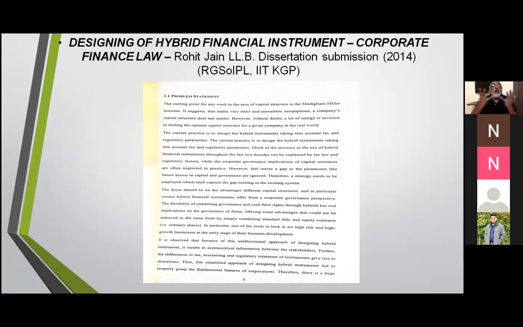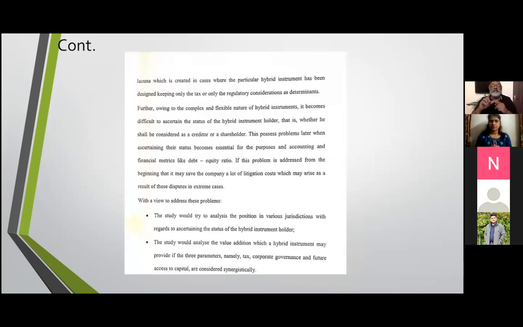He's introducing the topic in the first para, the starting point of any work. He's just trying to bring the reader into the subject matter. Then he's talking about what is the current practice in the second paragraph, and in the third one he's talking about what these hybrid financial instruments should actually do, and the next paragraph he's saying what is it actually lacking. And in the final paragraph he's saying, further, owing to the complex and flexible nature of such instruments, it becomes necessary, so on and so forth. He's actually addressing the problem here.